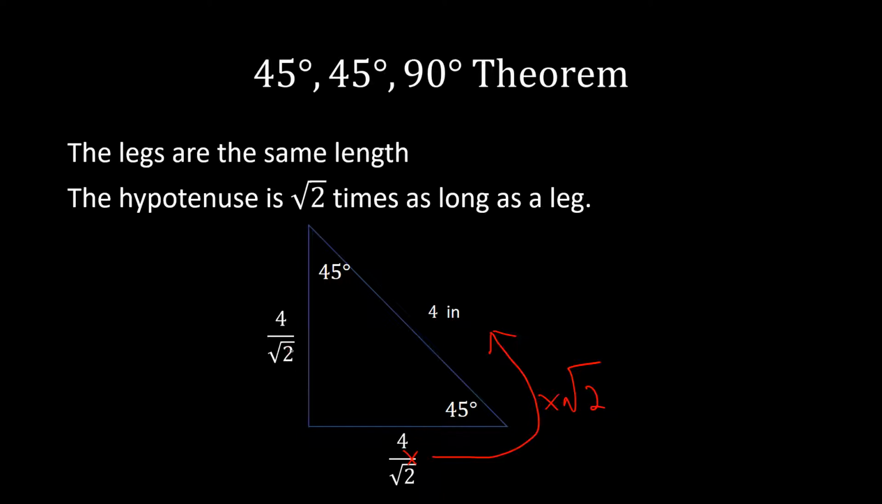Now just don't forget, if you're going to use radicals, that you simplify the expression. So we're not allowed to have a radical in the denominator. So I need to take the fraction and multiply the numerator and denominator by the square root of 2. Because when I do that, I'll then have 4 square root of 2 on the top, and then I'll have 2 on the bottom. And then 4 divided by 2 can cancel. I'm left with a 2 over 1. So my leg lengths would be 2 times the square root of 2.